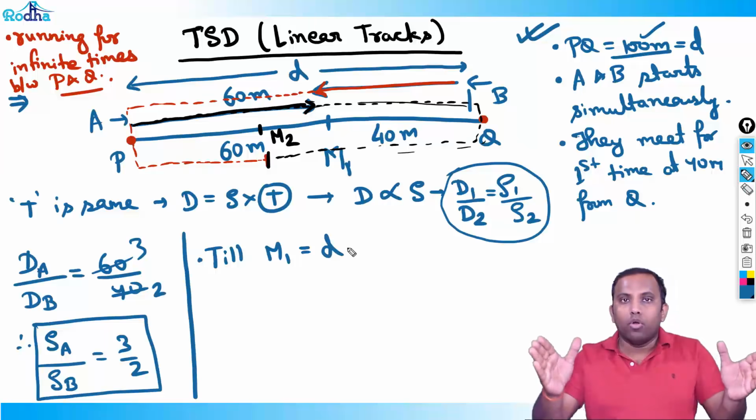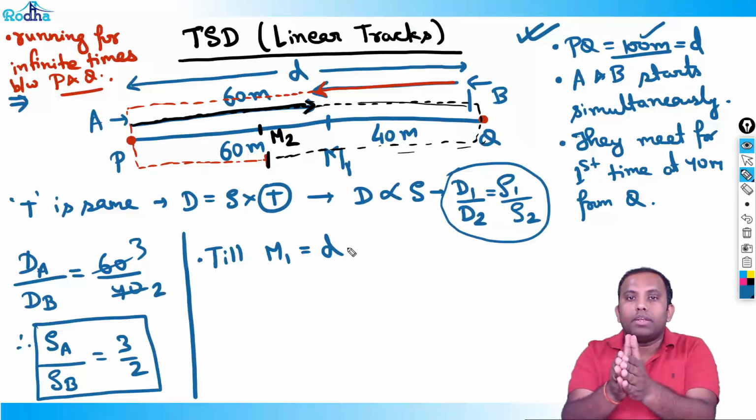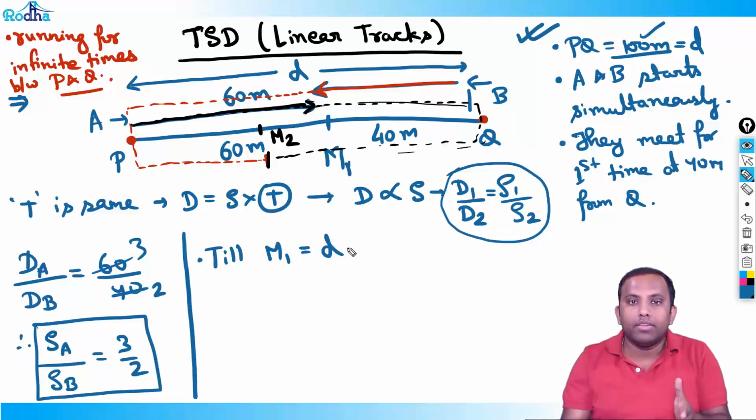See, both started from opposite points, and they started running simultaneously, and they meet at a point, sorry, they meet at a point C. Let's name this point here C, which is their first meeting point, M1.